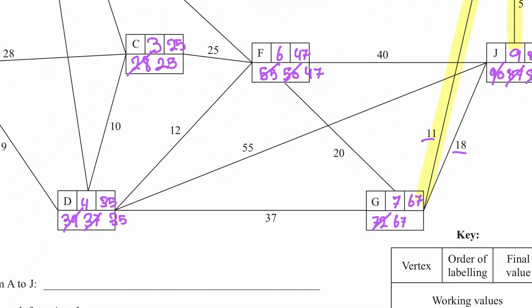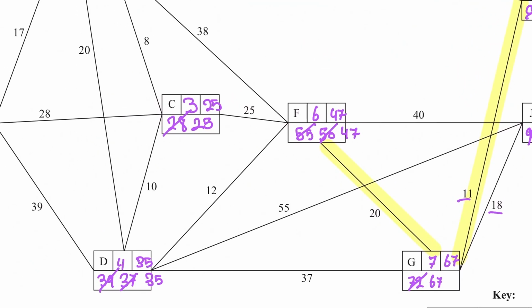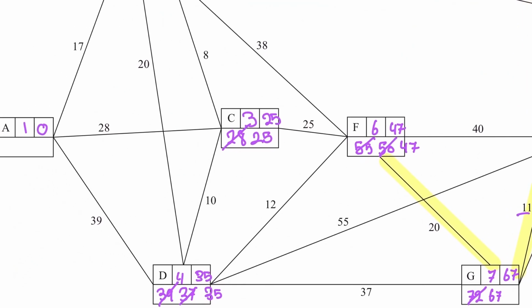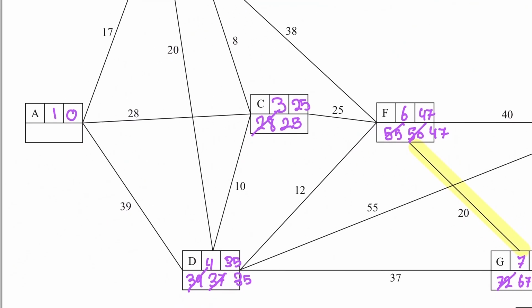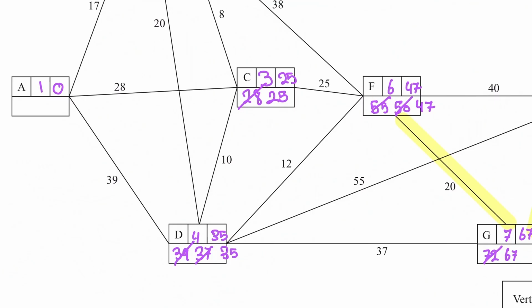Now we want to ask ourselves, where did we get this 67 from? Well, this 67 came from F. So that's going to be 67 minus 20, which is going to give us this 47 over here. Now we want to ask ourselves, where did we get this 47 from? Well, 47 minus 25 is not 25, so it's not C. It came from D, which is 47 minus 12, giving us 35.